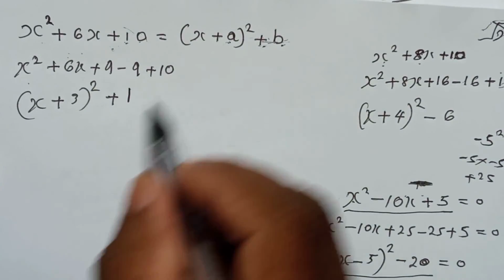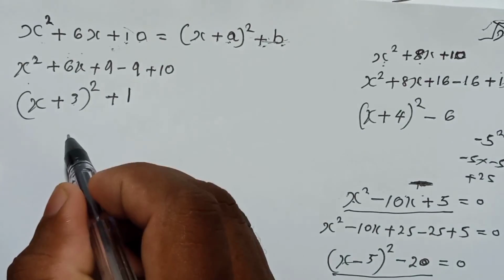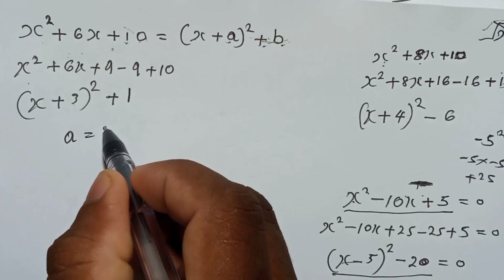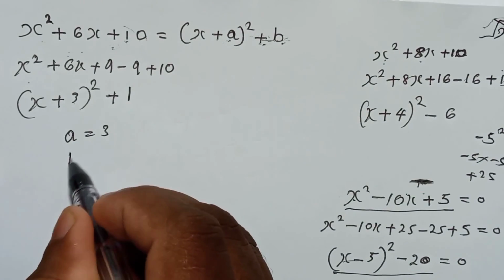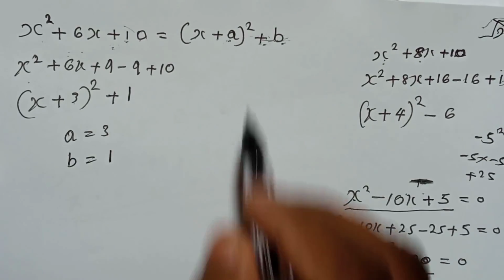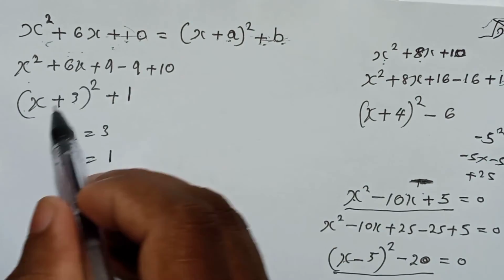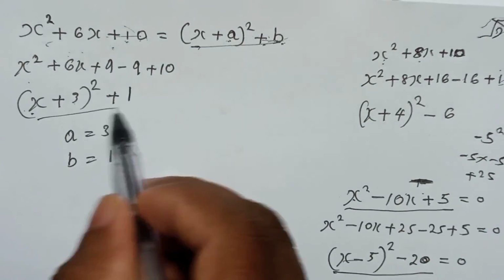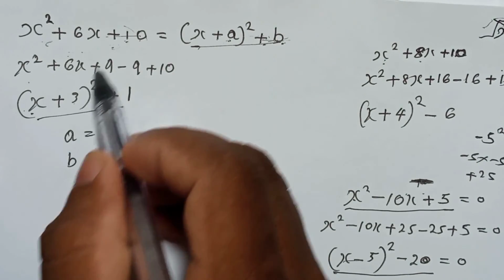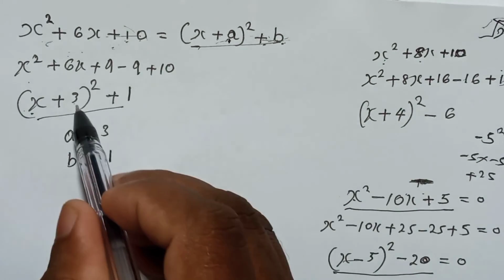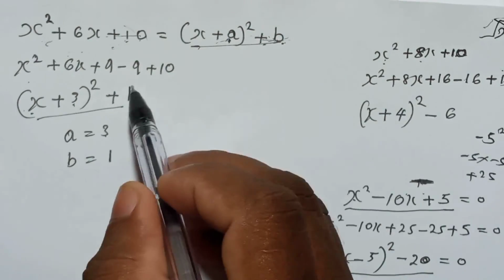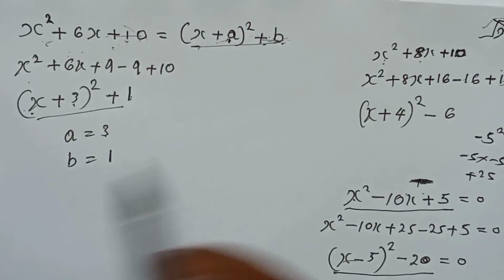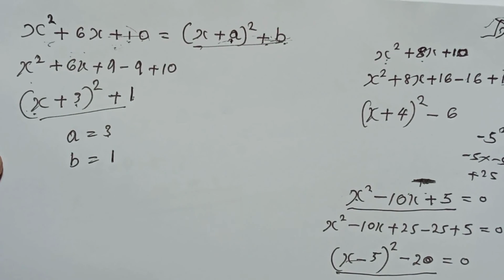Now you can tell what a and b are. a equals plus 3 and b equals plus 1. That's the answer for a and b. Now you can see we made it into the same format as here. And inside the bracket here we got 3, so that's why a must be equal to 3, and for b we get plus 1, so b equals plus 1. So that's the answer for that.